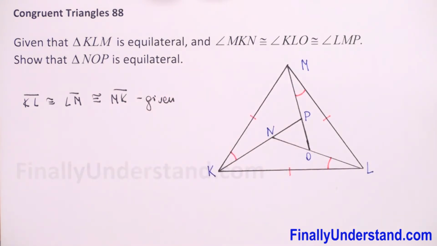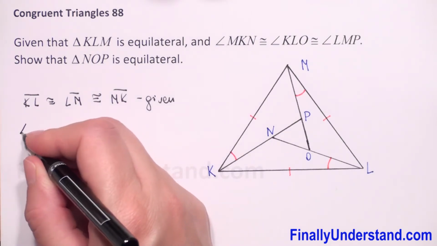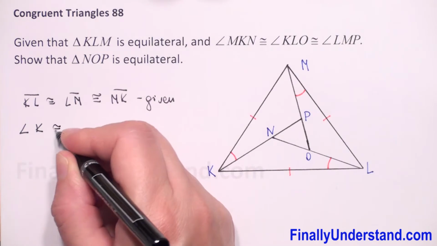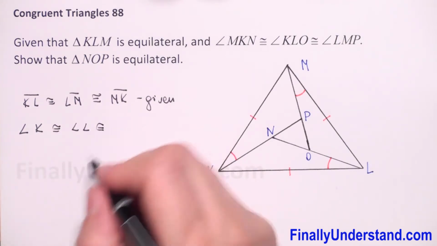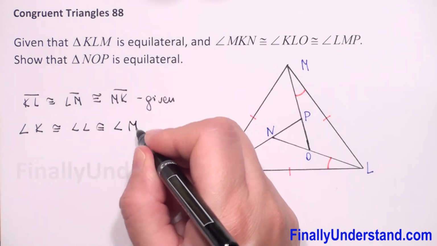And we know that if a triangle is equilateral, then it is equiangular. So we can write that angle K is congruent to angle L and is congruent to angle M.